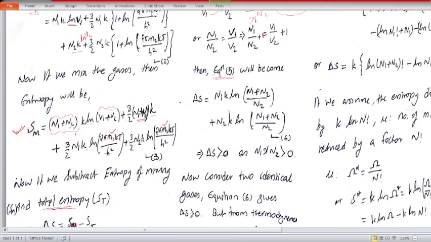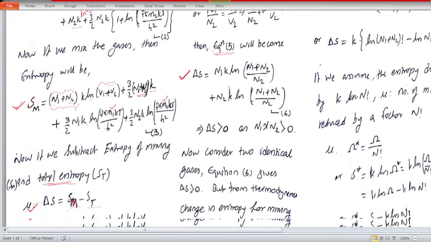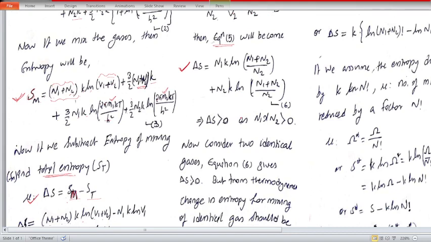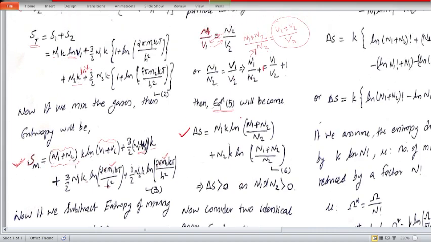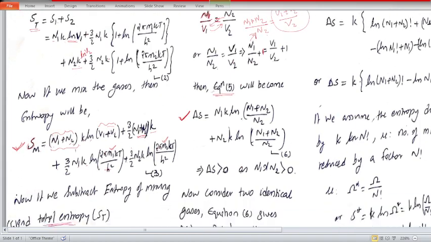So equation 5 will become delta S equal to n1 k ln (n1 plus n2) by n1 and n2 k ln (n1 plus n2) by n2. I think this would be N1. N1 by N2 is equal to V1 by V2. So we can write it as N1 by N2 plus 1 equal to V1 by V2. In the opposite way, you can also write N2 by N1 equal to V2 by V1 and N2 plus N1. So in that scenario, this will become N1.